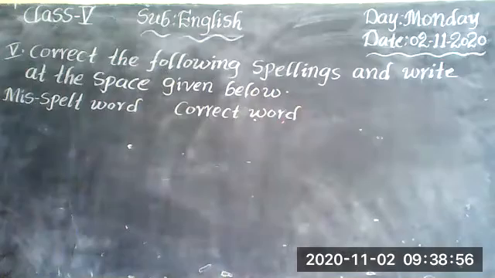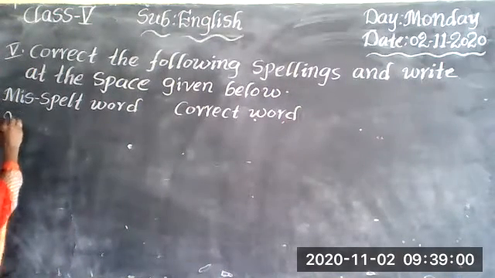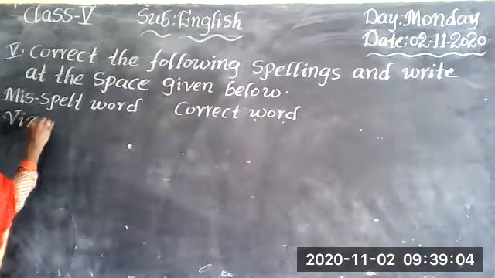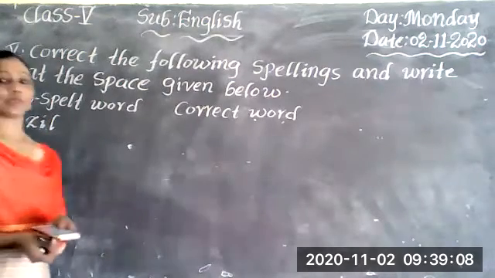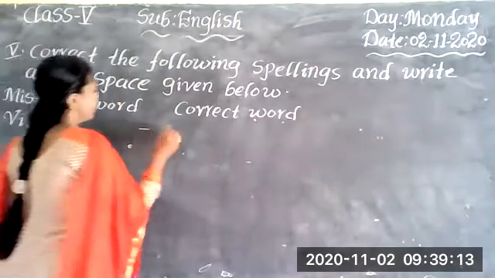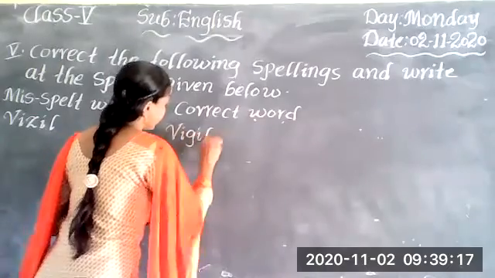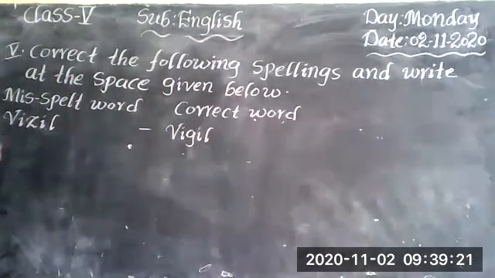Okay. So what is the first word? Resin. What is the spelling of resin here? The misspelled word is Vizil. Is it the correct spelling? No. It is not the correct spelling. What is the correct spelling? Vizil. So this is the correct spelling. Okay. And the second word.